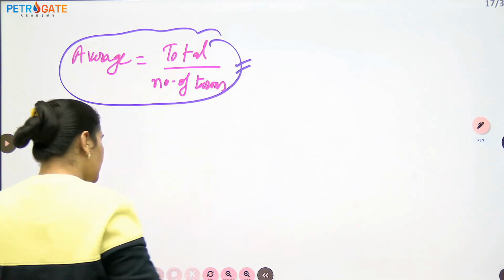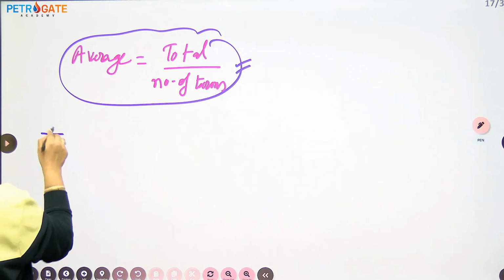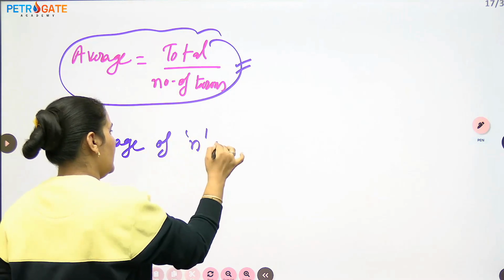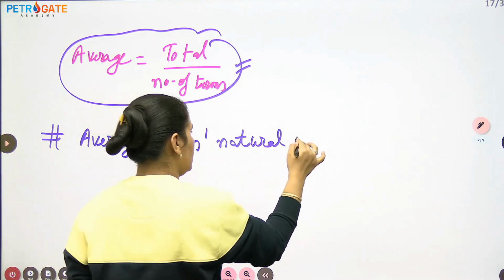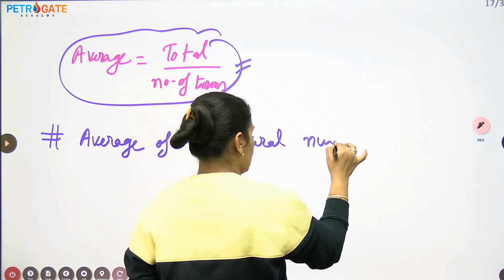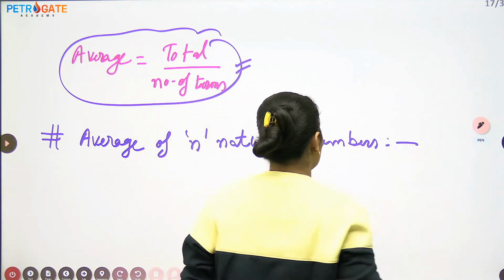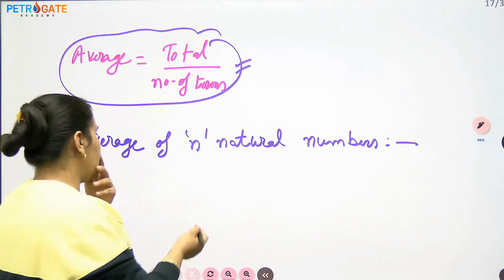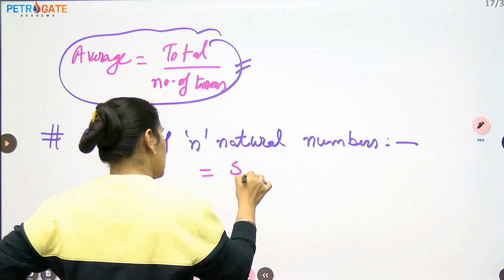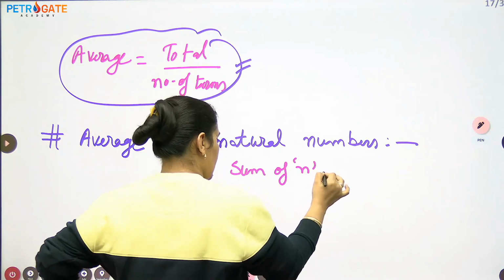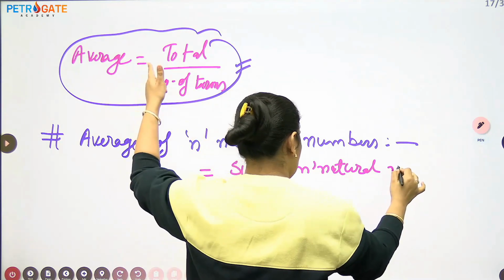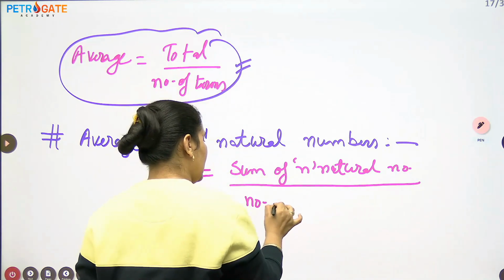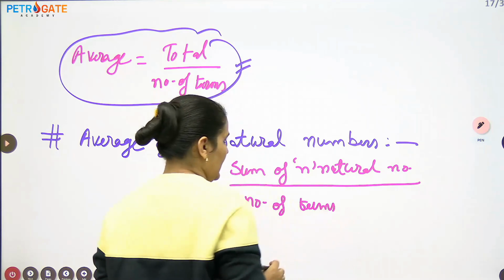Is it clear? Right? So suppose we have to find out the average of n natural numbers. If we have to find out the average of n natural numbers, then what will be the formula? It is equal to the sum of n natural numbers divided by the number of terms, that are n only. This is the exact one which we are going to deal.